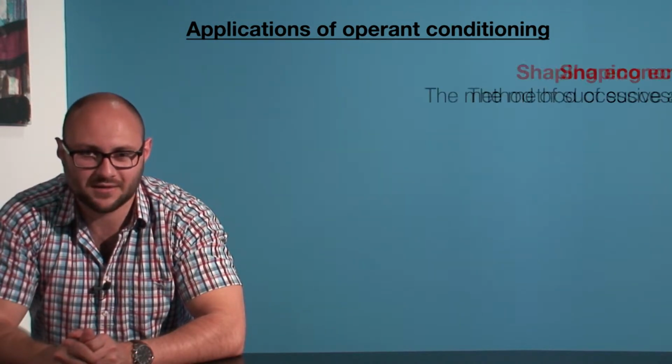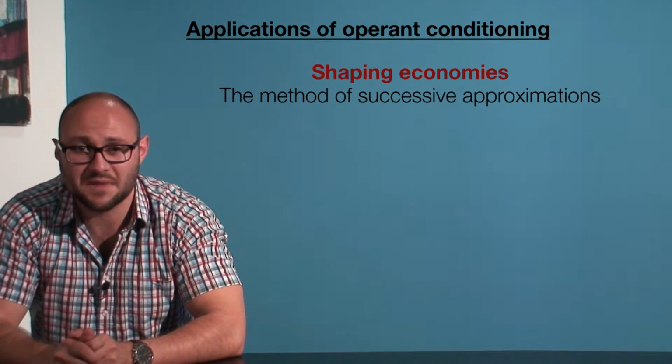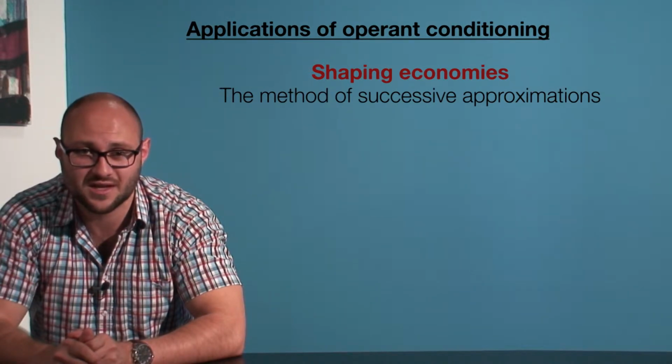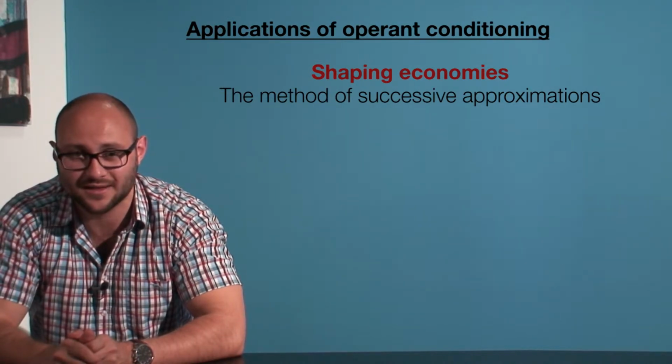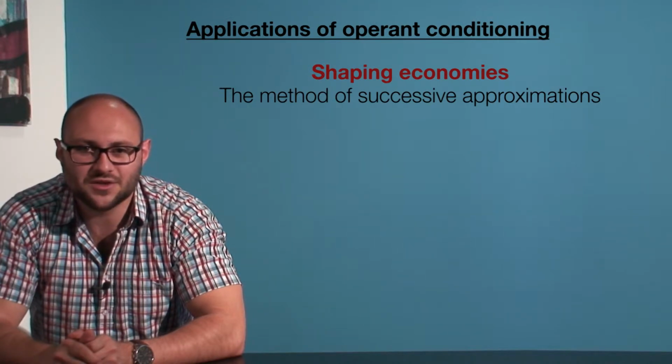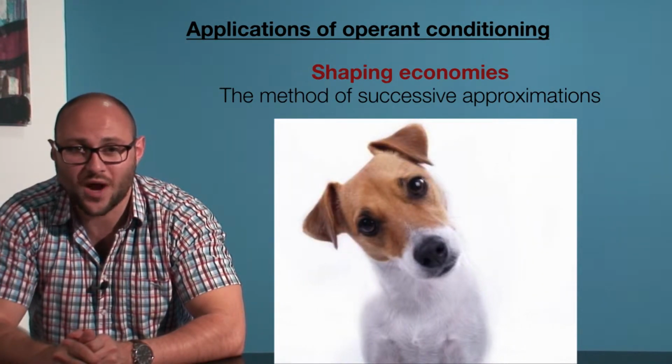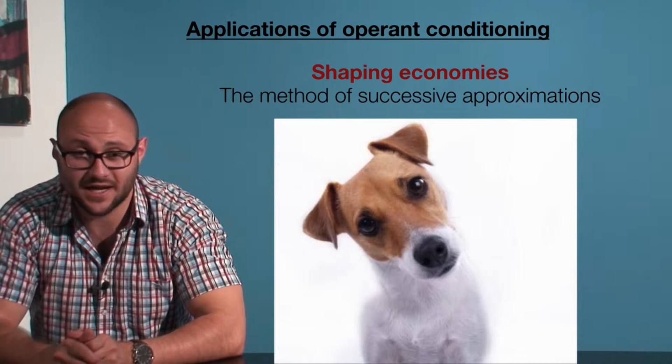Let's start with shaping. Shaping is sometimes referred to as the method of successive approximations. It involves reinforcement being provided when behaviour that becomes closer and closer to the target behaviour is displayed. For example, imagine that you're trying to train your dog to roll over twice in quick succession. It seems unlikely that the dog will learn straight away what to do.